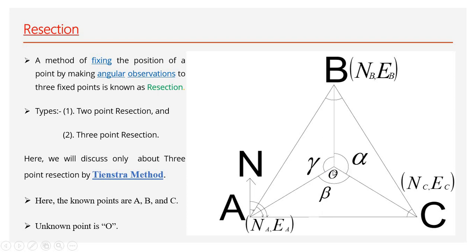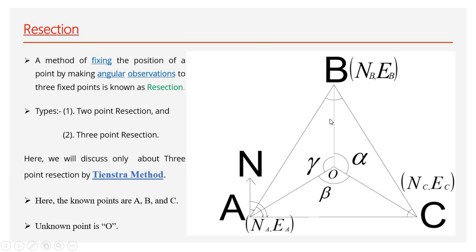Suppose I am fixing this point, and it makes angular observations to three fixed points. Here the three fixed points are point A, point B, and point C, and I am fixing this point. This method is known as resection.